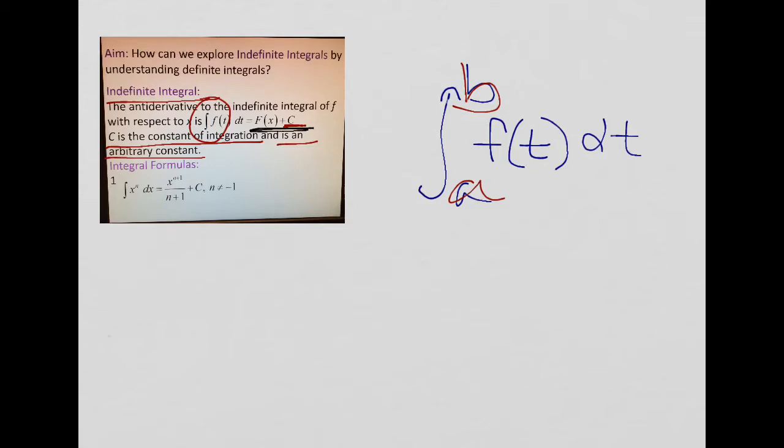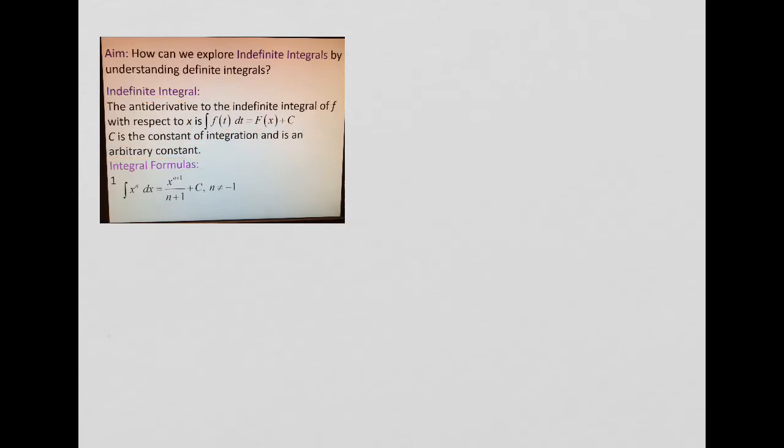At this point, since we're familiar with integrals, and now we have to do indefinite integrals, there's no plugging in anymore. We're just going to go over something else, and that is our formulas. So we're going to go over the first one. It's a main one. Please make sure you copy it down.